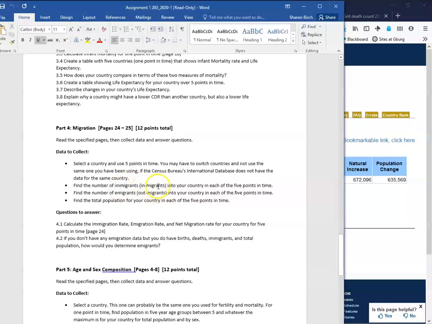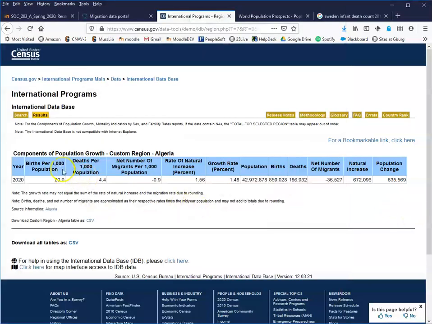You're going to look for either one of these terms when you're looking for data. And then total population. Ignore this. The Census Bureau's International Database does not have this. This is the components of population growth table, and all it has is net number of migrants per thousand, so that's net migration rate, and then the net number, which is the actual count, which is in this case for Algeria, of negative 36,527 people, so that many left.